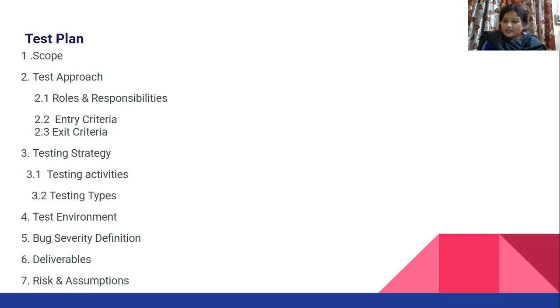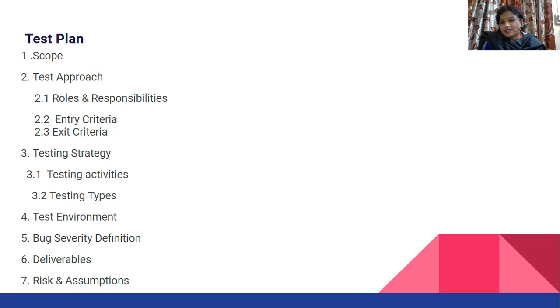And also a few of the constraints, like when we are out of schedule, or the budget has been spent, at that time also we can do the smoke testing and apply the exit criteria. So let's move on to the next one, that is the testing strategy.